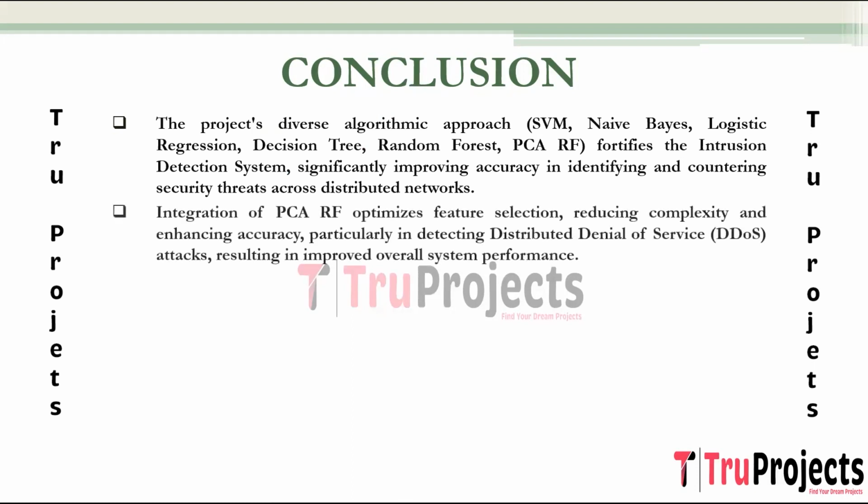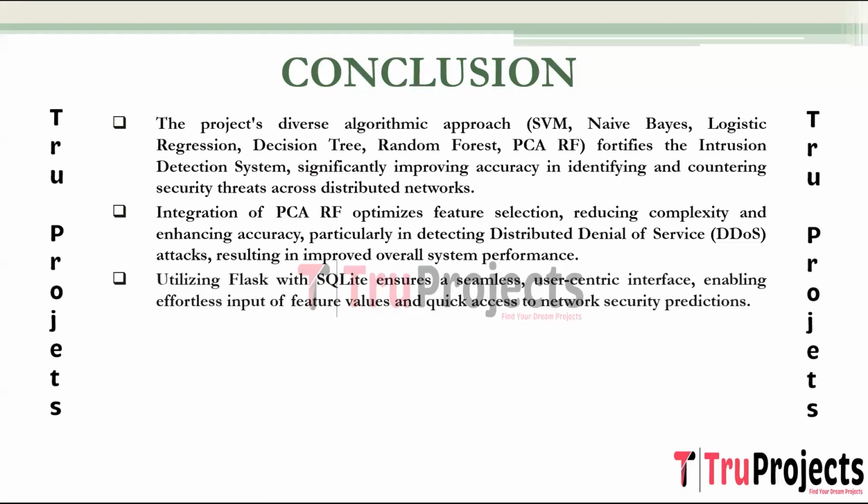By integrating principal component analysis with random forest, the project achieves efficient feature selection and dimensionality reduction. This not only enhances the system's computational efficiency but also contributes to improved accuracy in detecting distributed denial of service attacks. The implementation of the Flask framework coupled with SQLite for sign up and sign in functionalities provides a user friendly interface. This allows users to interact seamlessly with the system, input feature values, and receive predictions regarding network security.